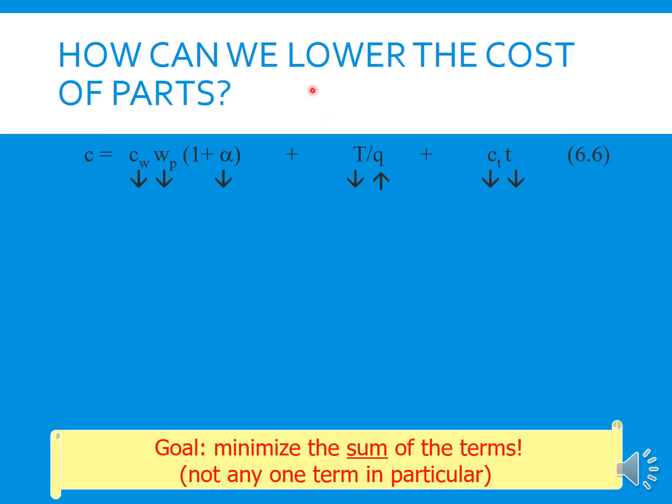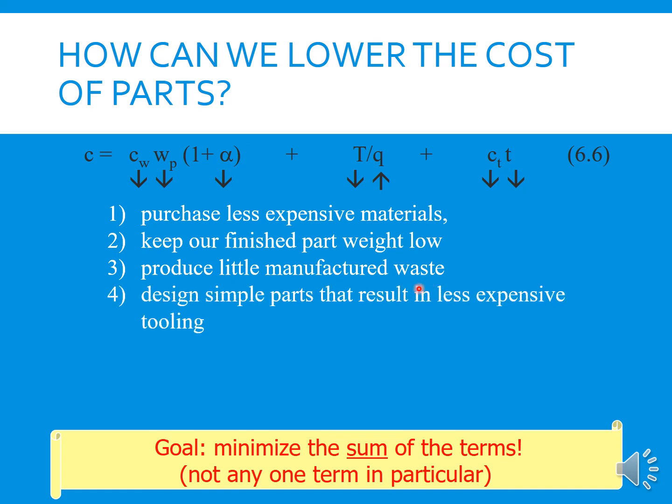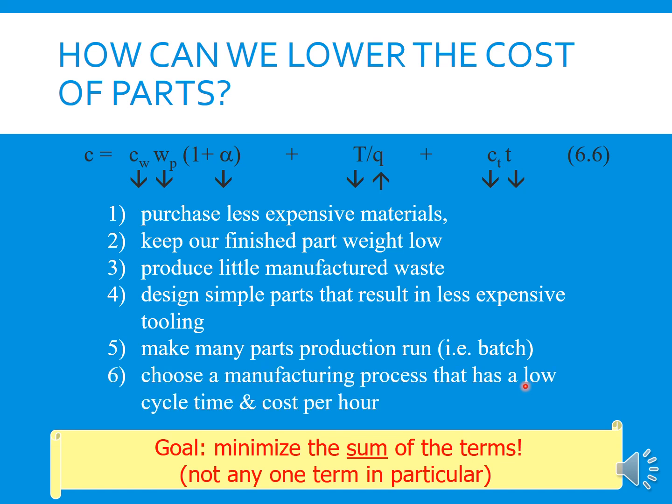Okay, how can we lower the cost of a part? Purchase less expensive material, keep our finished part weight low, produce little manufacturing waste, design simple parts that result in less expensive tooling, and have many parts per production run. For SMT, we use batch production. Choose a manufacturing process that has a low cycle time and cost per hour. Minimize the sum of the terms. This is how we can lower the cost.